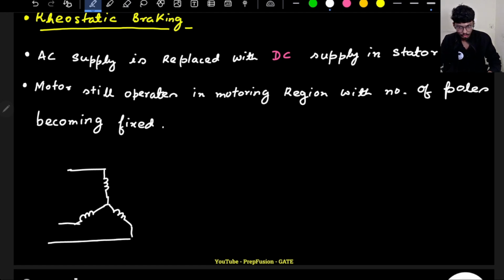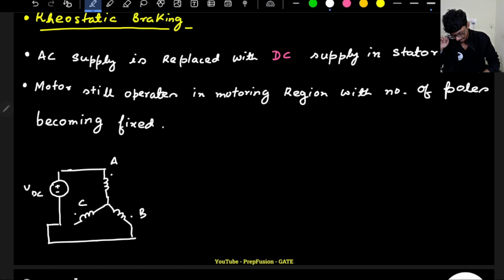There can be two kinds of connections. Let me first take one kind of connection, then I will discuss the other one. So I am connecting a DC supply, VDC. For now I am just connecting these two windings and keeping the third winding open. This is my A, this is my B, or let me connect B and C, otherwise it will be a bit confusing. I will keep the C open and I will connect the B.